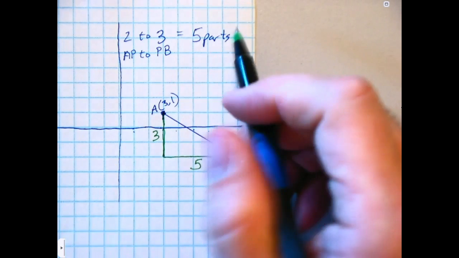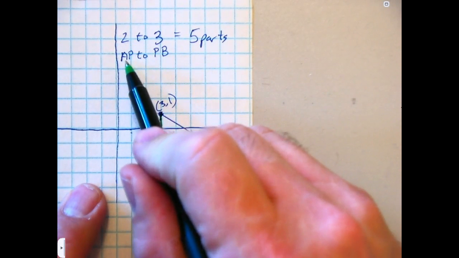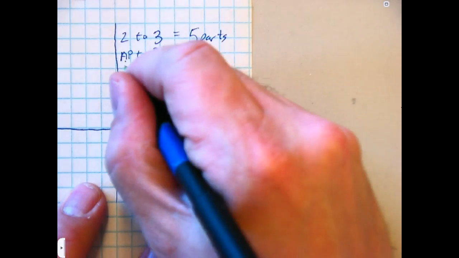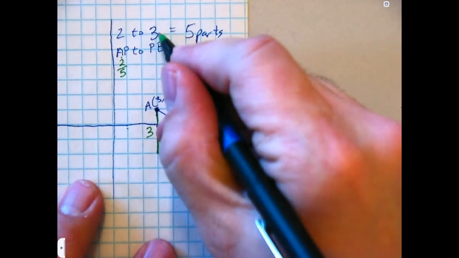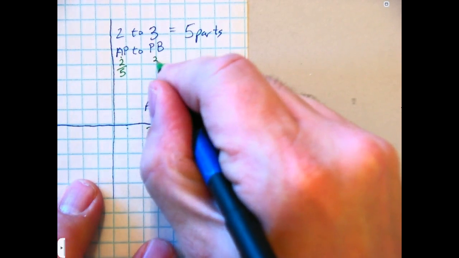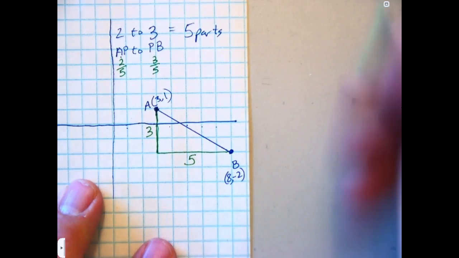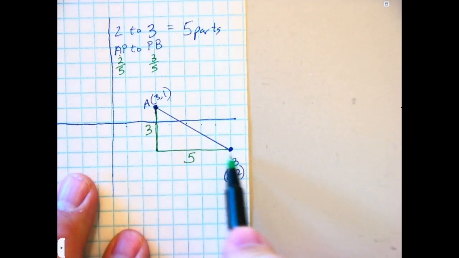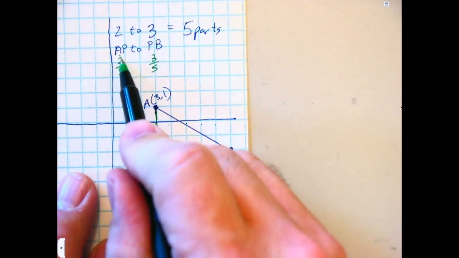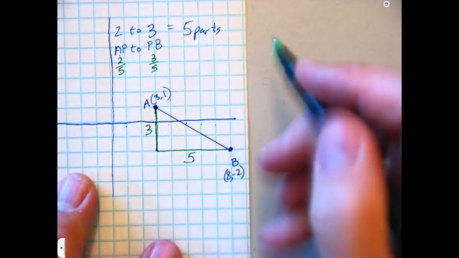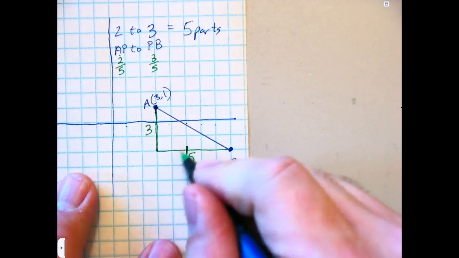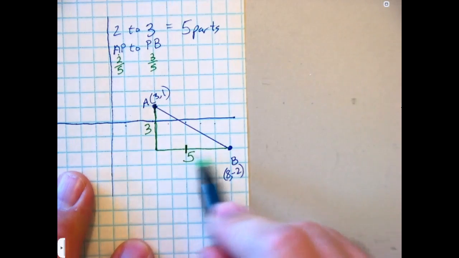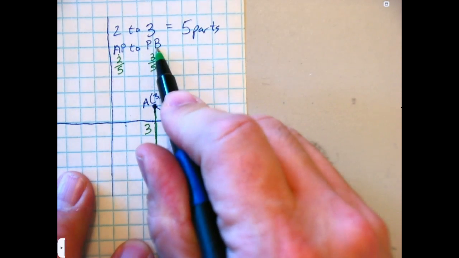It's 5 parts, right? How many of those 5 parts is this? 2. So this is 2 out of 5 parts, which we call 2/5, right? How many of this 5 parts is this? 3. This is 3 out of 5 parts. Now you've got some lengths here. This length has 5. Okay? Well, how much of that do I want for this? I want 2 out of 5. Okay? 2 out of 5 get to go to AP. 3 out of 5 get to go to PB. How many are with me right now?